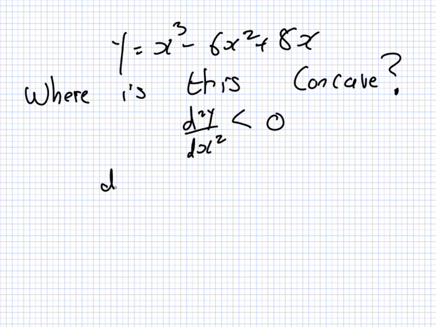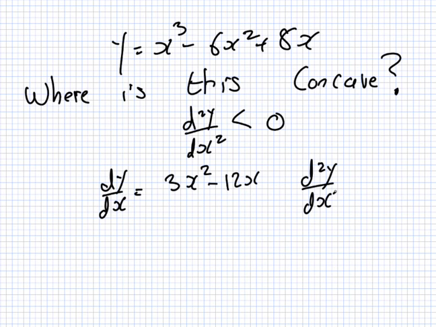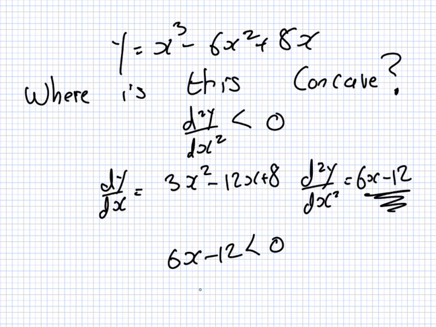Negative. So what's the first derivative here? 3x squared minus 12x plus 8. And then therefore, what's the second derivative? 6x minus 12. Yeah. So I want the second derivative to be negative. So that means x needs to be smaller than 2, because this will be 12 over 6.